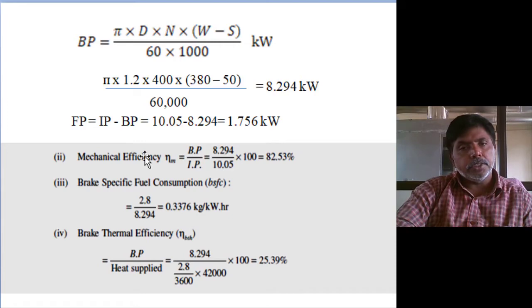Then mechanical efficiency is the brake power to the indicated power. Brake specific fuel consumption is the mass flow rate of the fuel divided by the brake power.